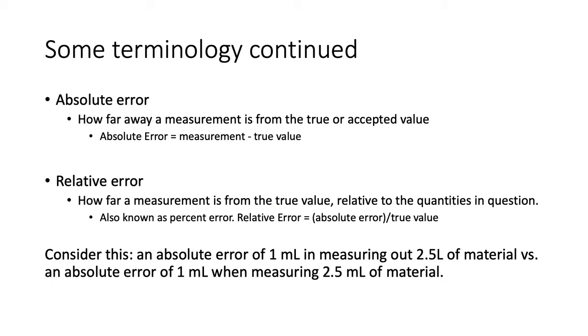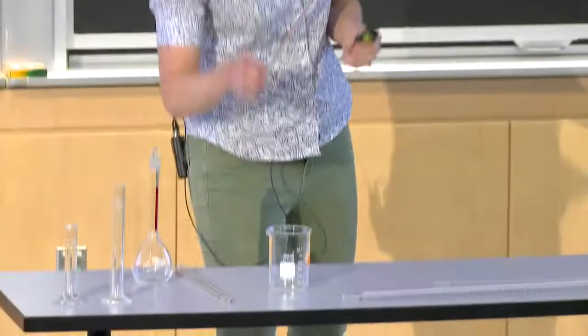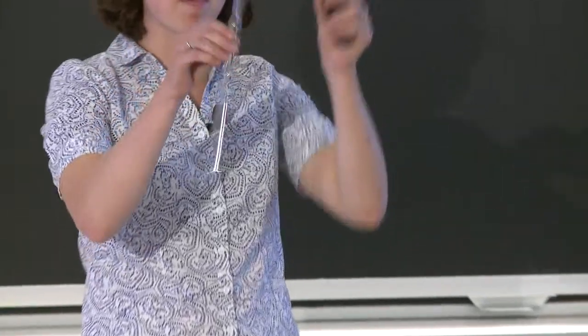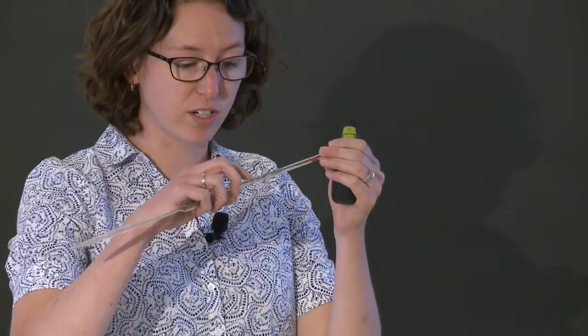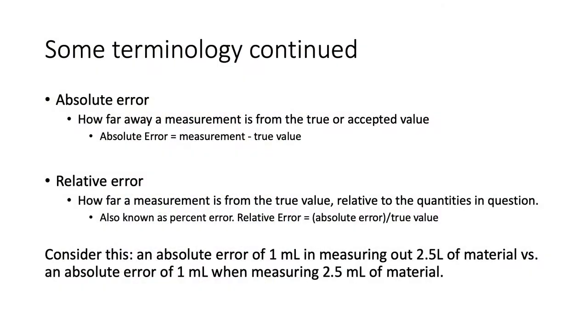Absolute error is how far away a measurement is from the true or accepted value. So if you're trying to measure, let's see, with this pipette, this pipette is designed to measure 10 milliliters, and you can look at it and it has a tolerance of 0.04 milliliters. So that's an absolute error. It is how far away your measurement will be from the true value. If you're trying to measure 10 and you measure 10.04, then your absolute error is 0.04 milliliters. So you just subtract what you got from what you intended to get.